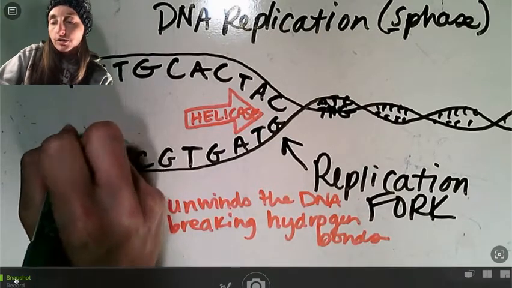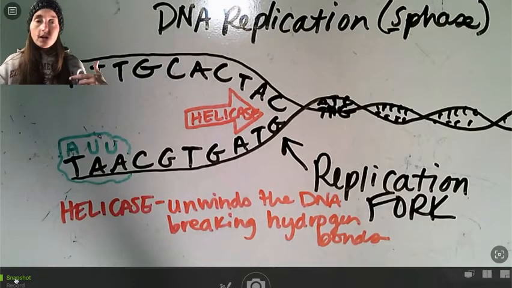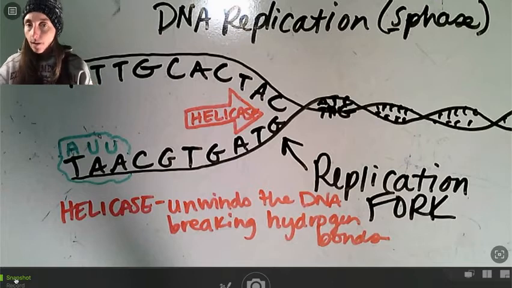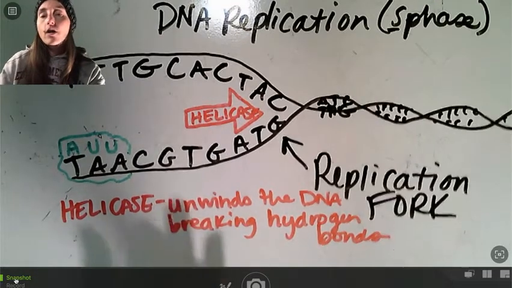So A pairs with T. Oh, so it's U's. That is so strange, because RNA really shouldn't have anything to do with this. This is just DNA making a copy of itself. But RNA, you'll find in biology, a lot of times is our little helper.